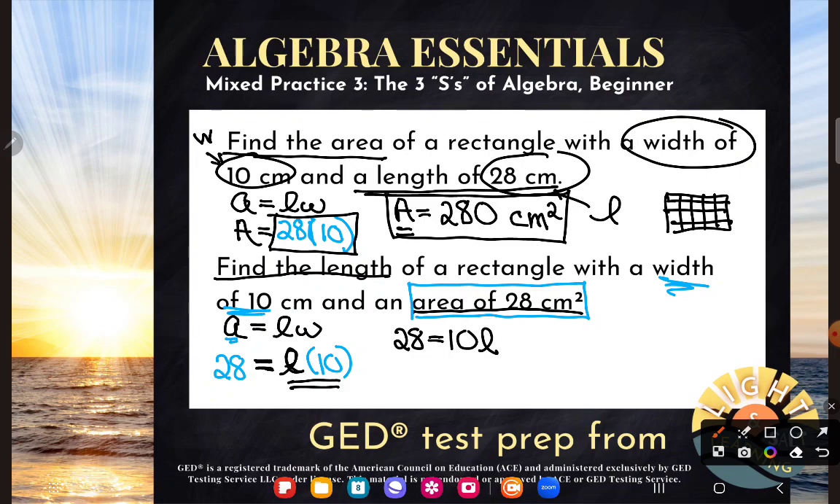Now, I just glossed right over why I started working backwards. Notice, though, this time, last time my A was alone. This thing was already solved for the letter I wanted. That's not what's going on here. This time my L is not alone on its side of the equal sign. We have 28 is equal to 10L. I need to do some solving to get my L alone, to get it by itself.